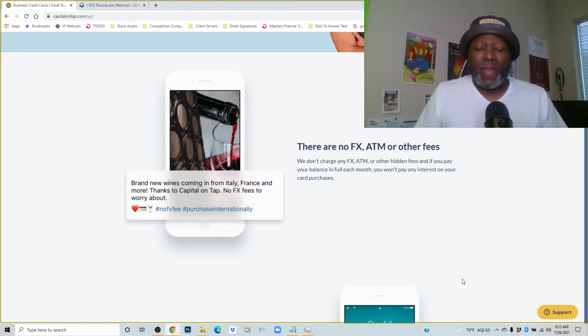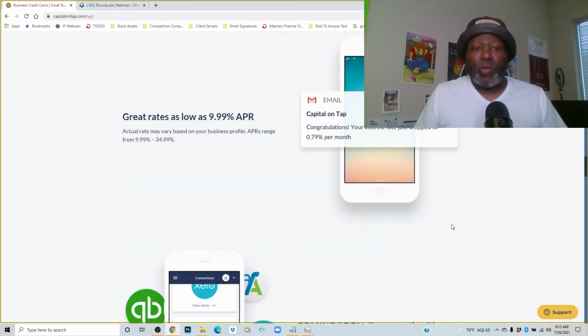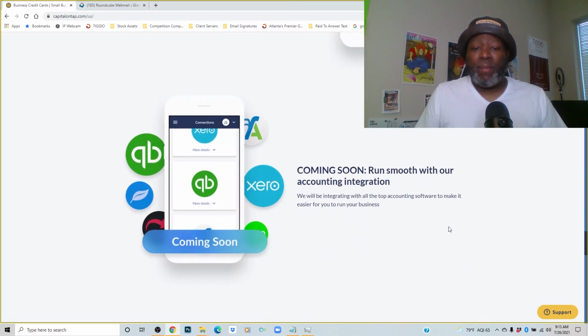All right. There are no FX, ATM, or other fees. We don't charge any FX, ATM, or other hidden fees. And if you pay your balance in full each month, you won't pay any interest on your card purchases. All right. Great rates as low as 9.99 APR. Actual rate may vary based on your business profile. APRs range from 9.99 to 34.99, which is pretty good. That's pretty good. All right. And coming soon, they will have a run smooth with our accountant integration. We will be integrating with all of the top accounting software to make it easier for you to run your business.